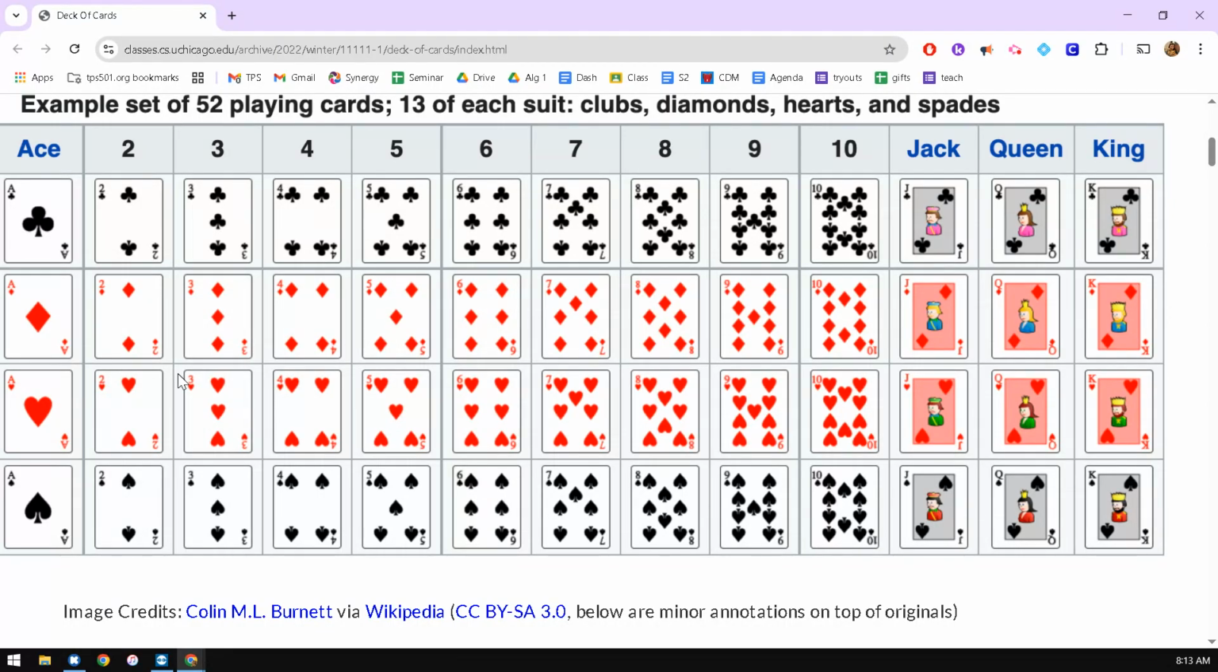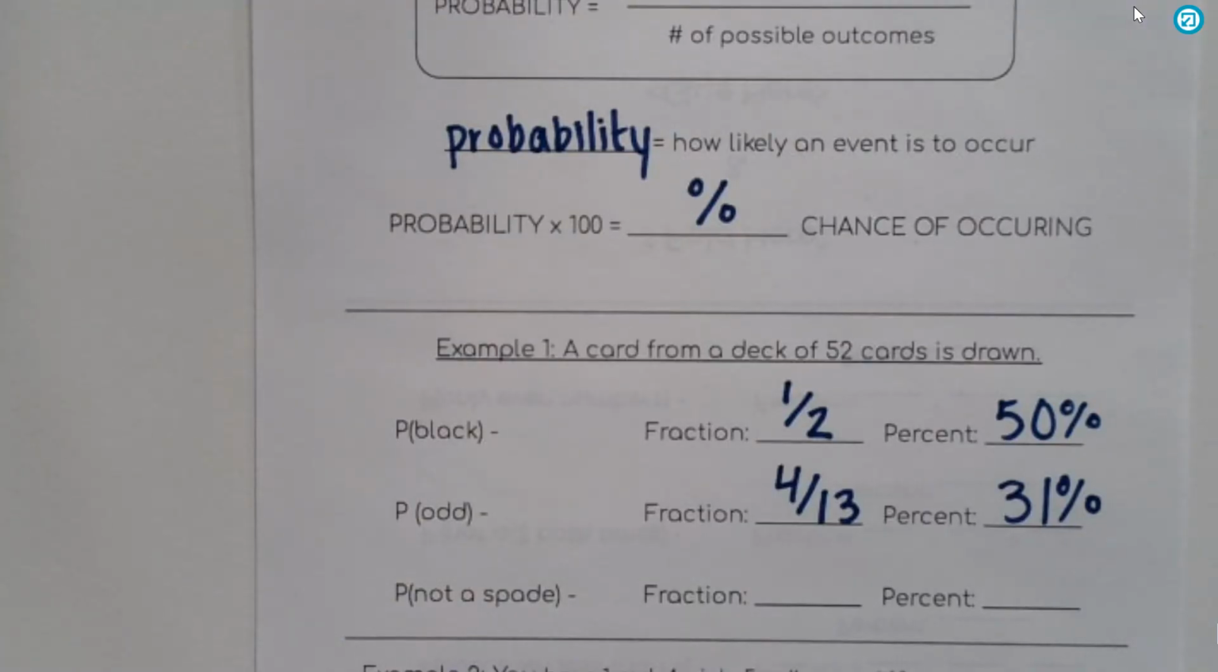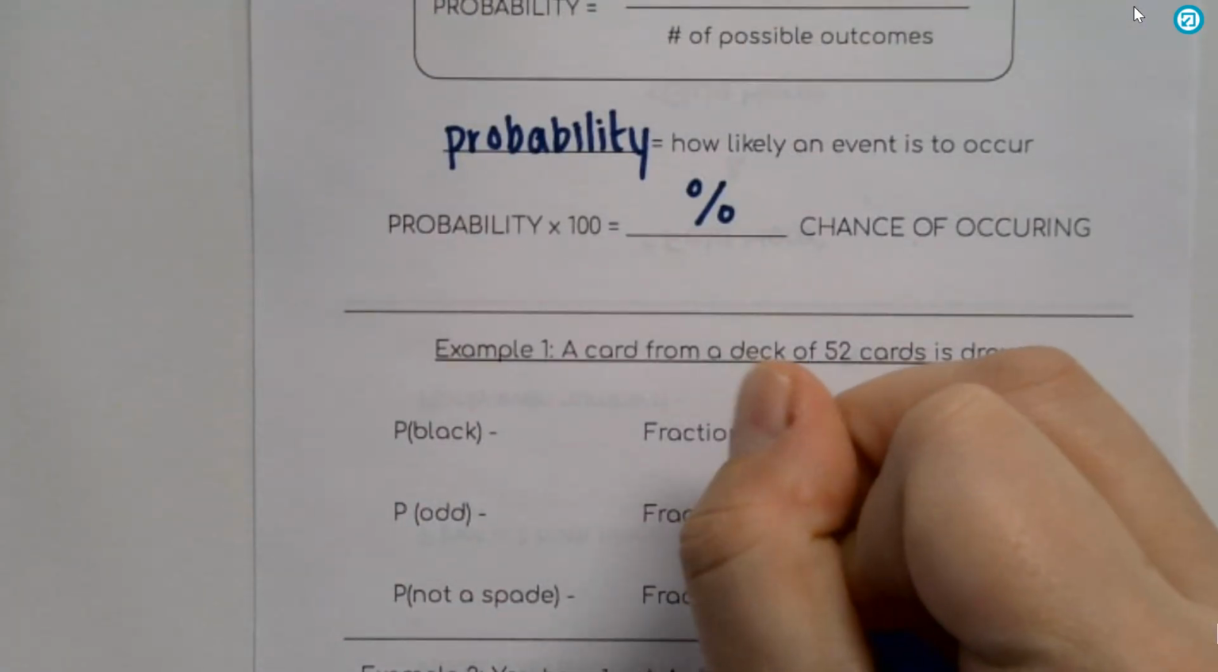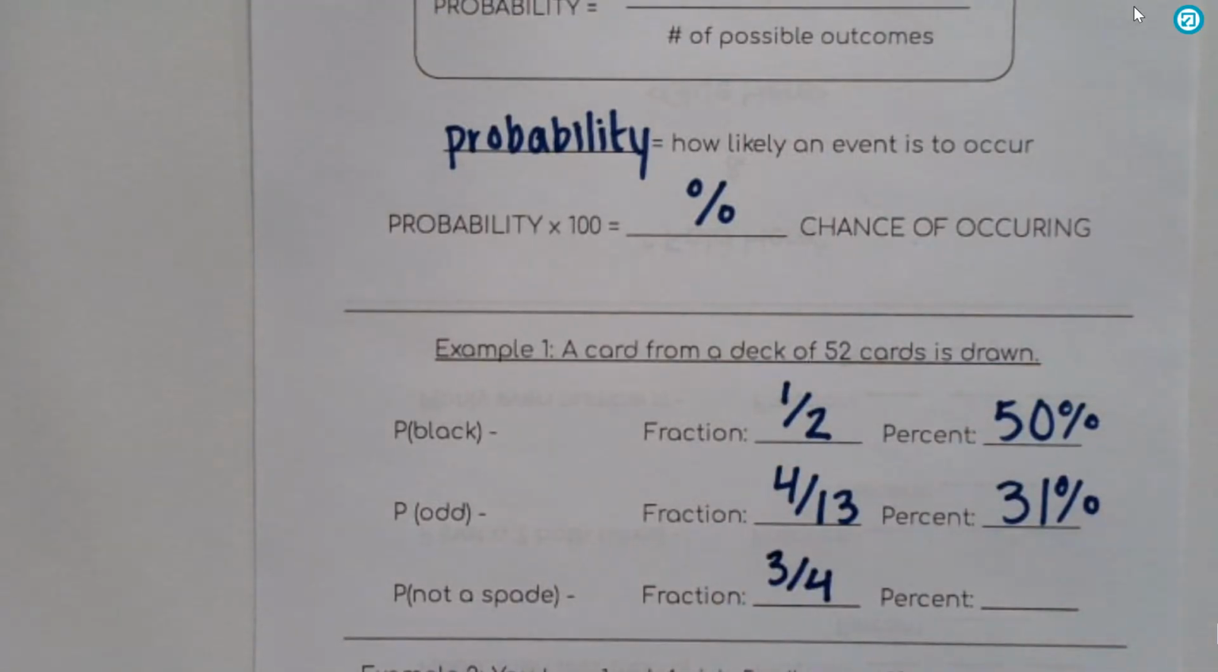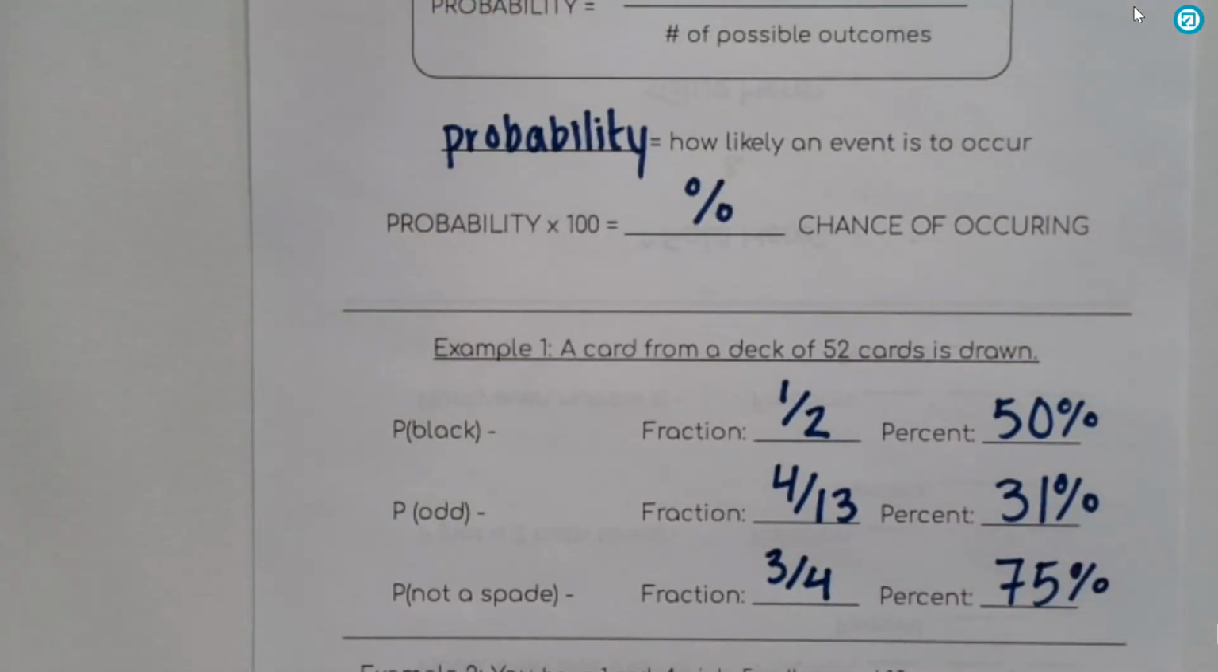3 out of the 4 suits are not spades. So our probability there would be 3 out of 4 that it is not a spade. What percentage is 3/4? 75. Yeah, so think about 3/4 as 75 cents. Cool. Hey, any questions on those?